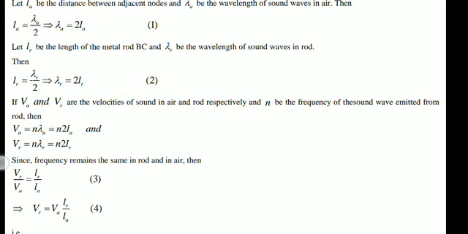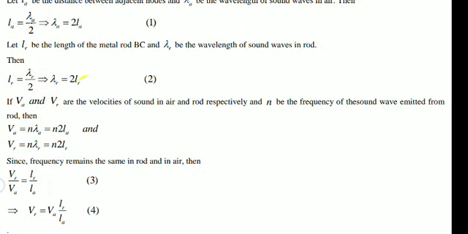Now if VA and VR are the velocities of sound in air and the rod, whenever the sound wave is moving across the rod, let us consider that VR is the velocity of sound wave inside the rod, and when it is moving inside the glass tube, there is an air medium, so let us consider that VA is the velocity of sound wave in the air medium. Then we know that velocity is nothing but frequency multiplied by the wavelength. So VA is equal to n into lambda a, and VR is equal to n into lambda r. But lambda a and lambda r we have already found out: lambda a is equal to 2 times LA, lambda r is equal to 2 times LR.